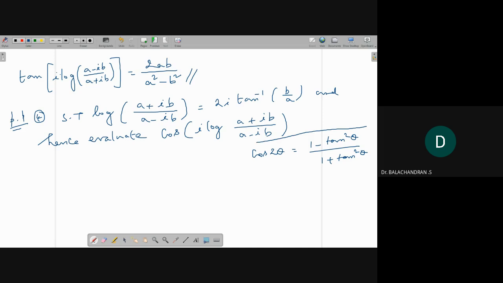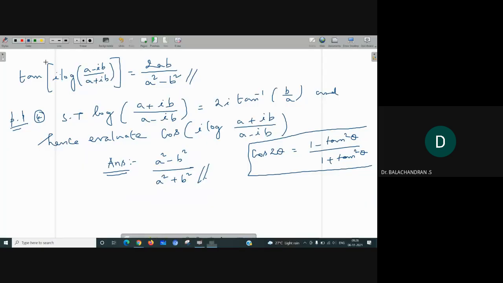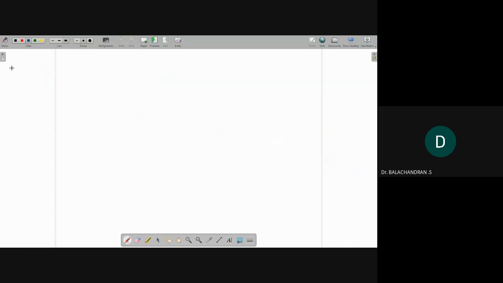So the final answer also I'll give. Okay, this is the answer: a square minus b square divided by a square plus b square. Okay, so now you should try this problem and then I'll do one more problem. Problem number 5.